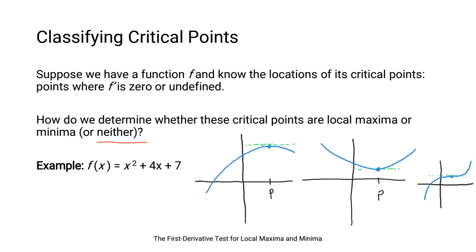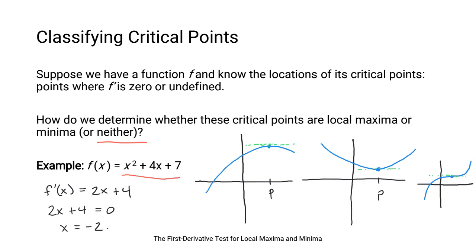The example we're going to address in this video is the function x squared plus 4x plus 7. We're going to find out what the critical points are for this function and then classify those critical points as local maxima, minima, or neither. So first, just to find the critical points, we find the derivative, f prime of x, that is 2x plus 4. And then we find out where that is equal to 0 or undefined. The derivative is always defined because it's just a linear function. So we want to find out where the derivative is equal to 0. That'll occur when 2x plus 4 is 0, or x equals -2.